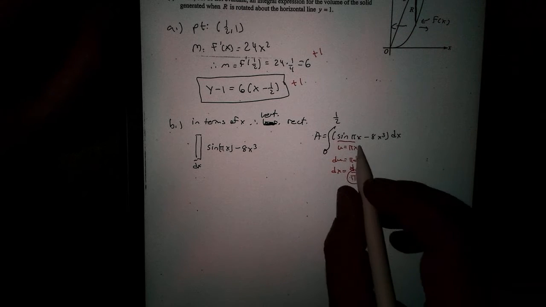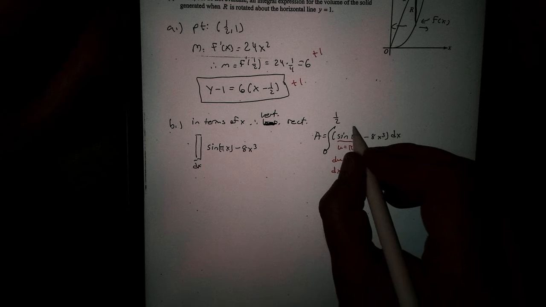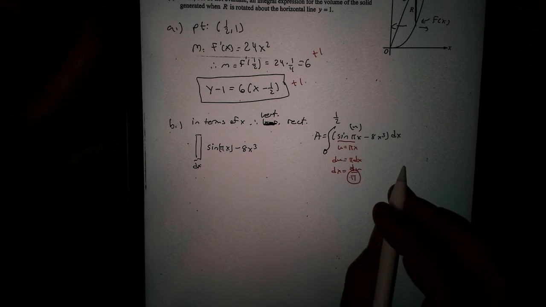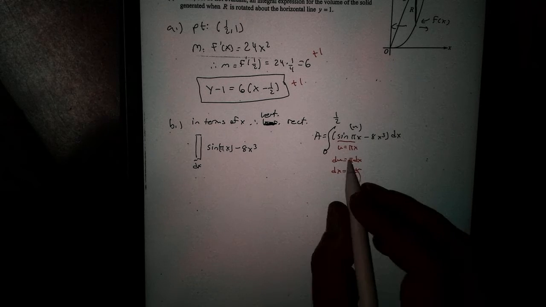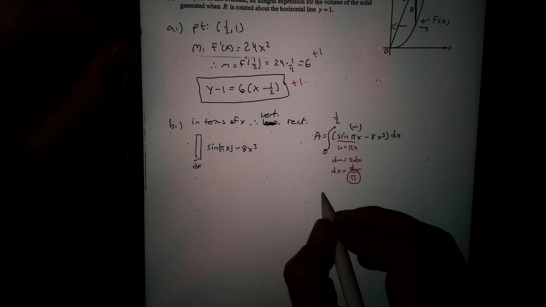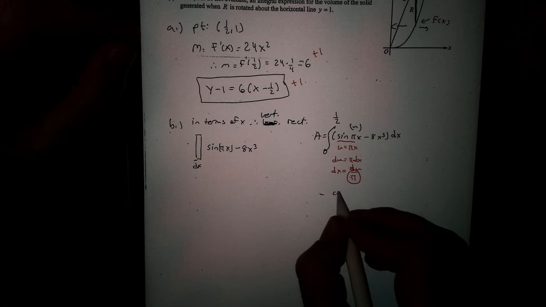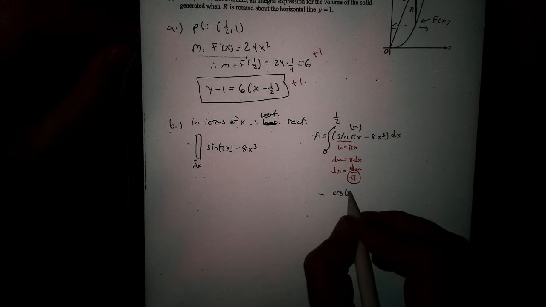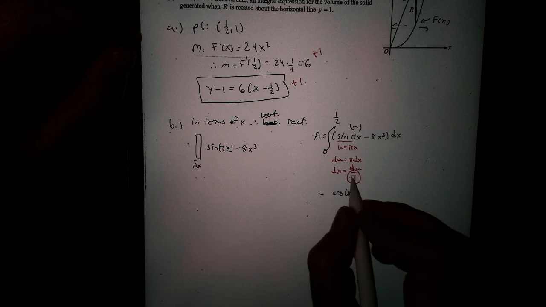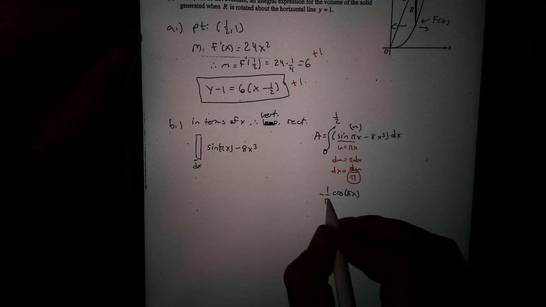So if I evaluate the integral, I'm going to use that shortcut. Remember, u here, if we want to think about that. The antiderivative of sine is negative cosine. So that's going to give me negative cosine of u, which is pi x. But don't forget we're dividing by pi, so I should put a 1 over pi there.